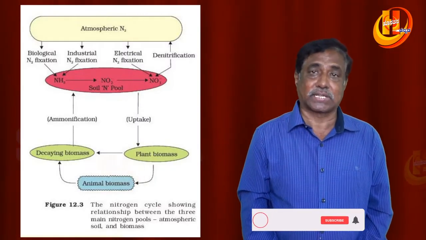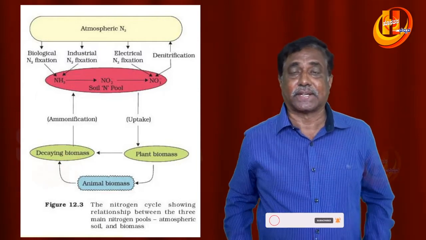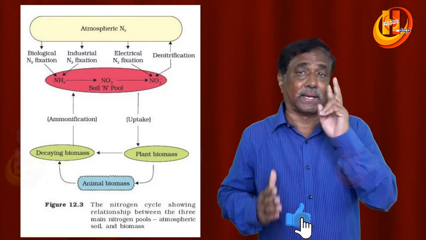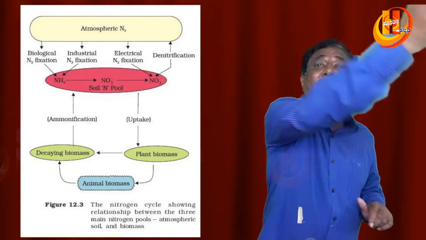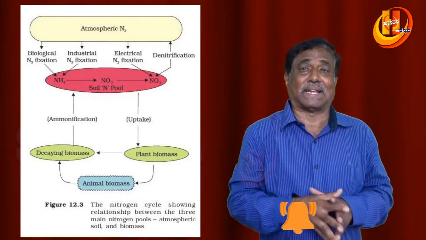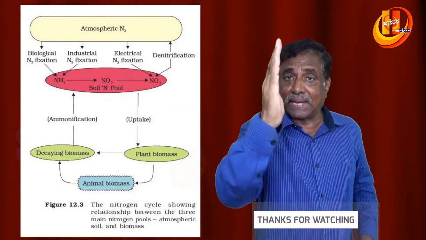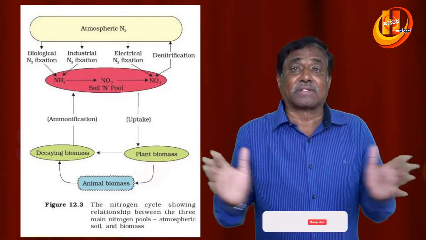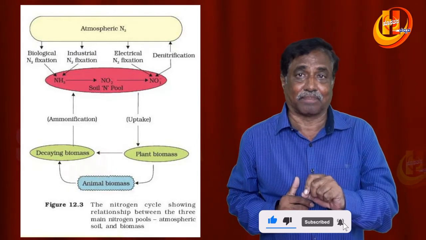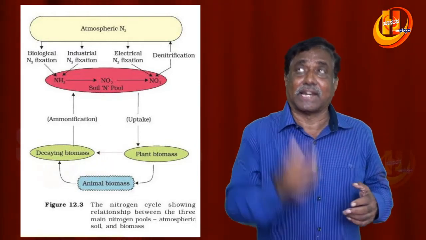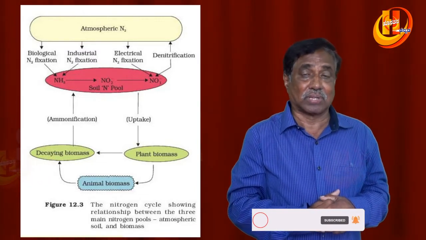Coming to the nitrogen cycle. The atmosphere consists of 78 to 80% nitrogen. This nitrogen reaches the soil in two ways: biological fixation and high energy fixation. There are two ways of biological fixation: symbiotic fixation and non-symbiotic fixation. Symbiotic fixation: the root nodules of leguminous plants contain Rhizobium bacteria, and this Rhizobium fixes atmospheric nitrogen symbiotically. This is very important.